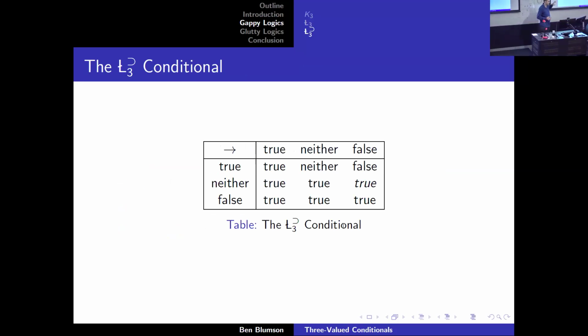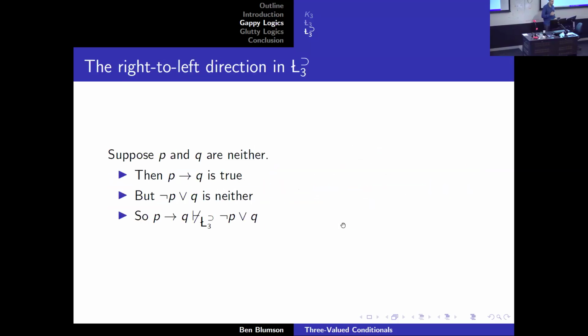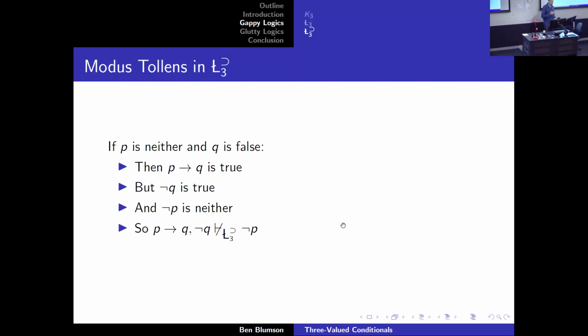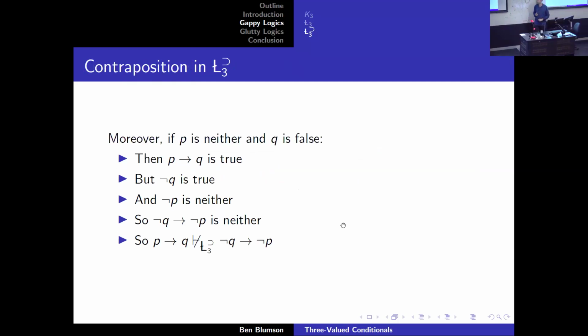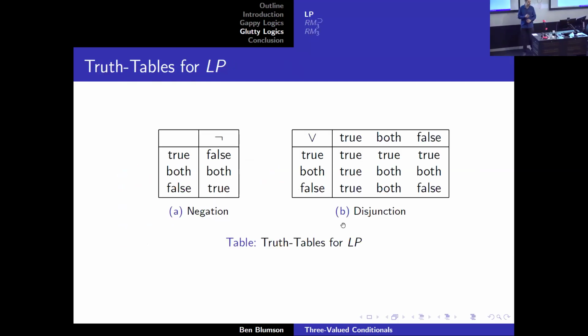Okay, and so the left to right direction will be good, but the argument for the left to right direction will also be good. And so if you accept a logic where some things are neither true nor false, then the argument from conditional proof and modus ponens, it seems to me to support this conditional and not the K3. As a side effect of this, though, modus tollens is invalid, and so is contraposition, which in this case seems bad. Okay, that's it for the gappy logics.